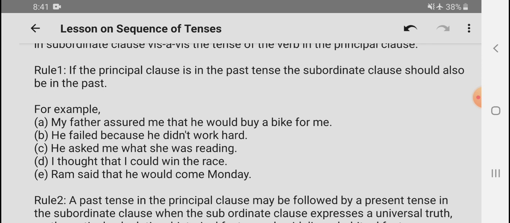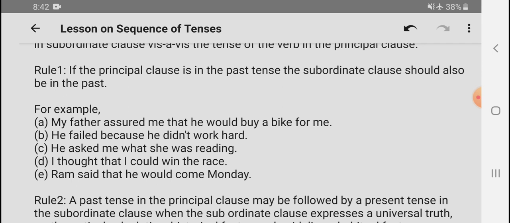Second example, he failed. This is just one clause. That's your principal clause. Then the reasoning: because he did not work hard. You cannot write here because he does not work hard or he cannot work hard. Even if you want to write them, you need to write them in the past structure. He failed because he did not work hard. You cannot write in the present structure because the principal clause follows the past structure. Hence, the subordinate must follow the past structure.